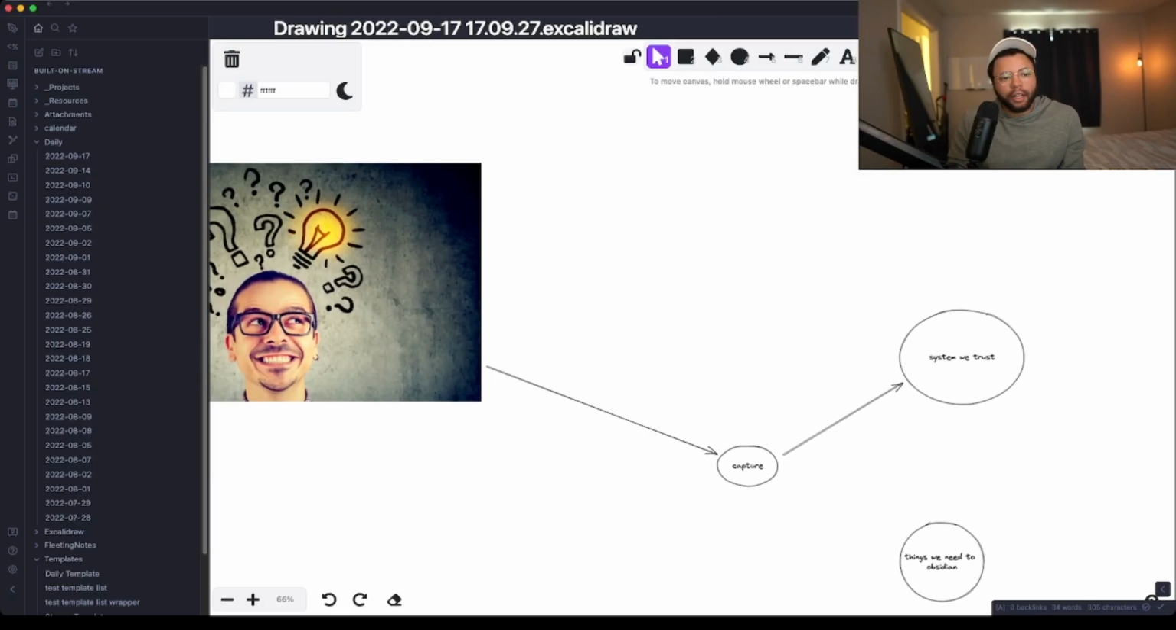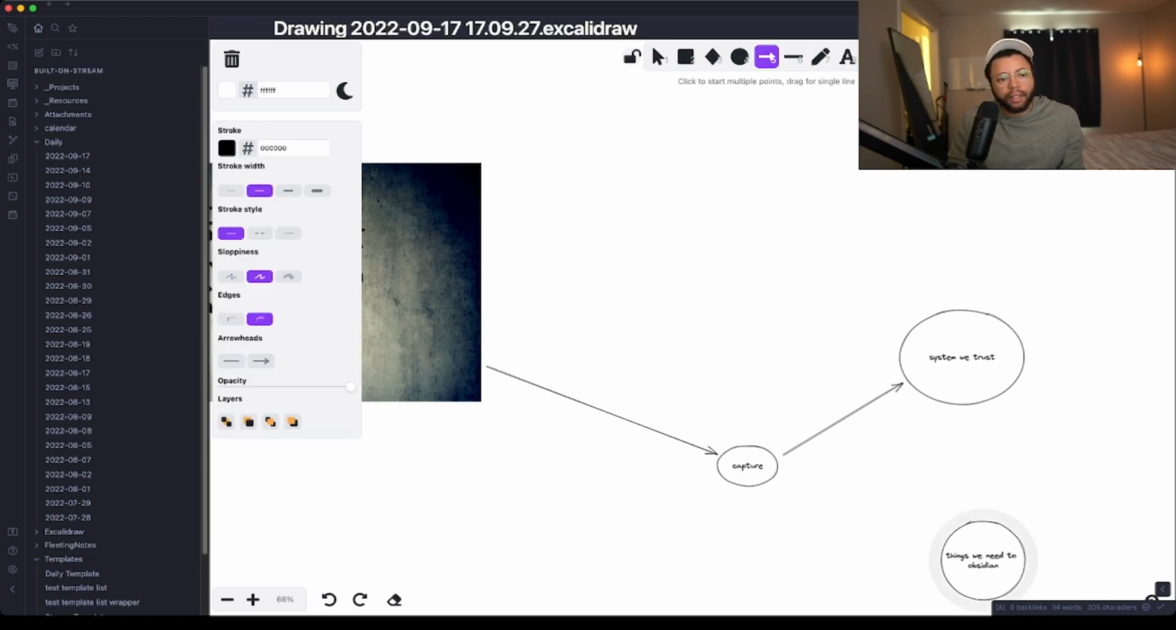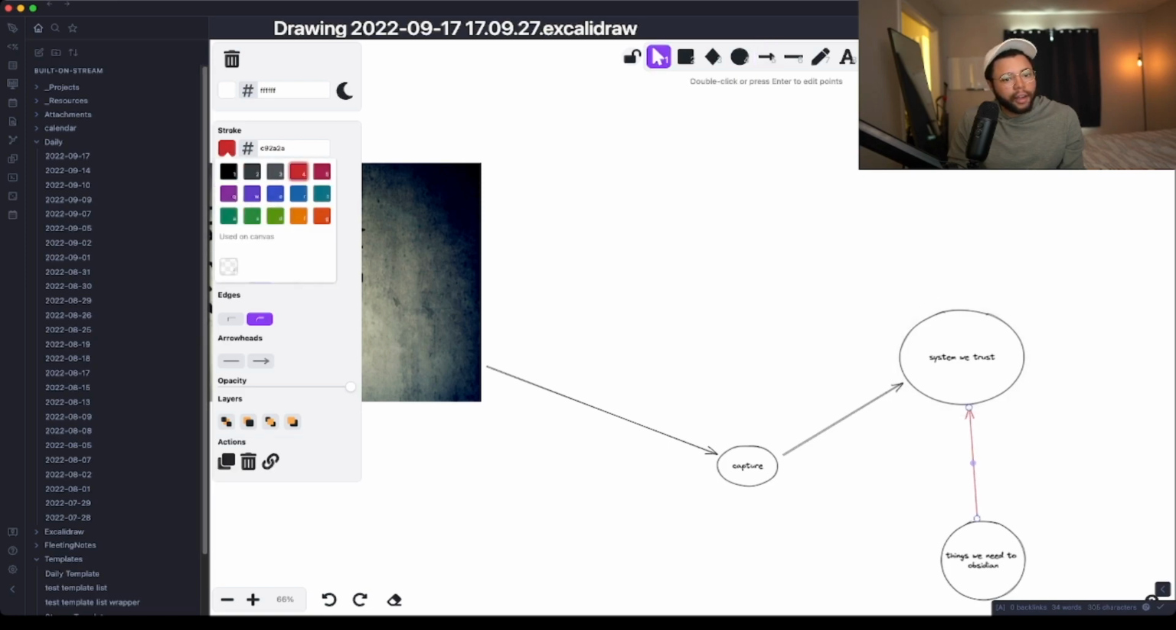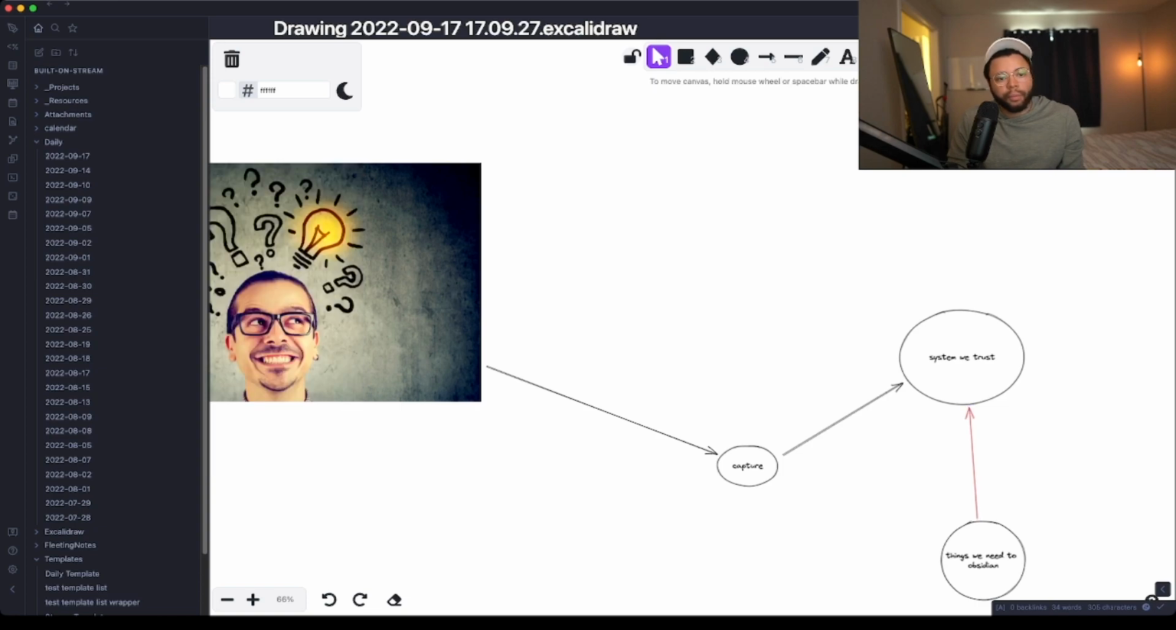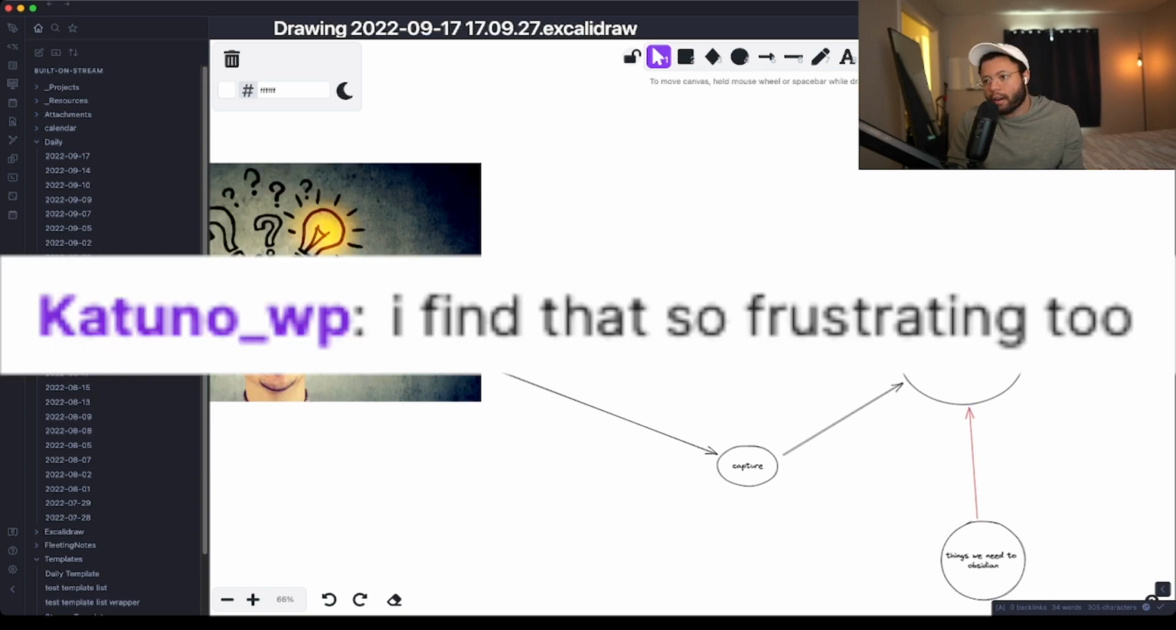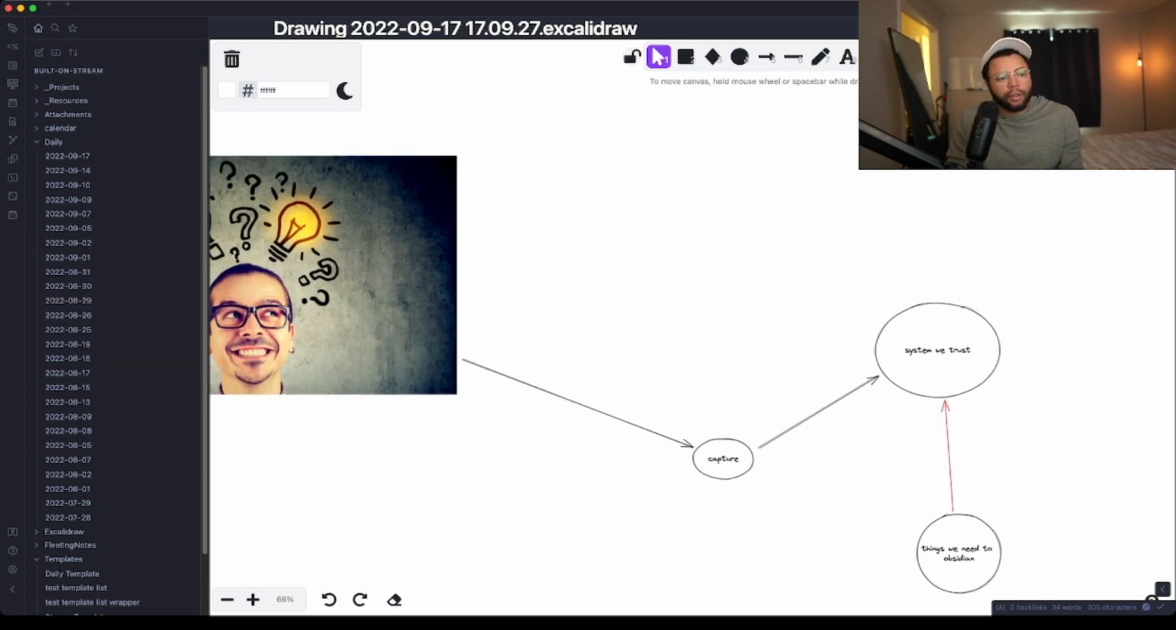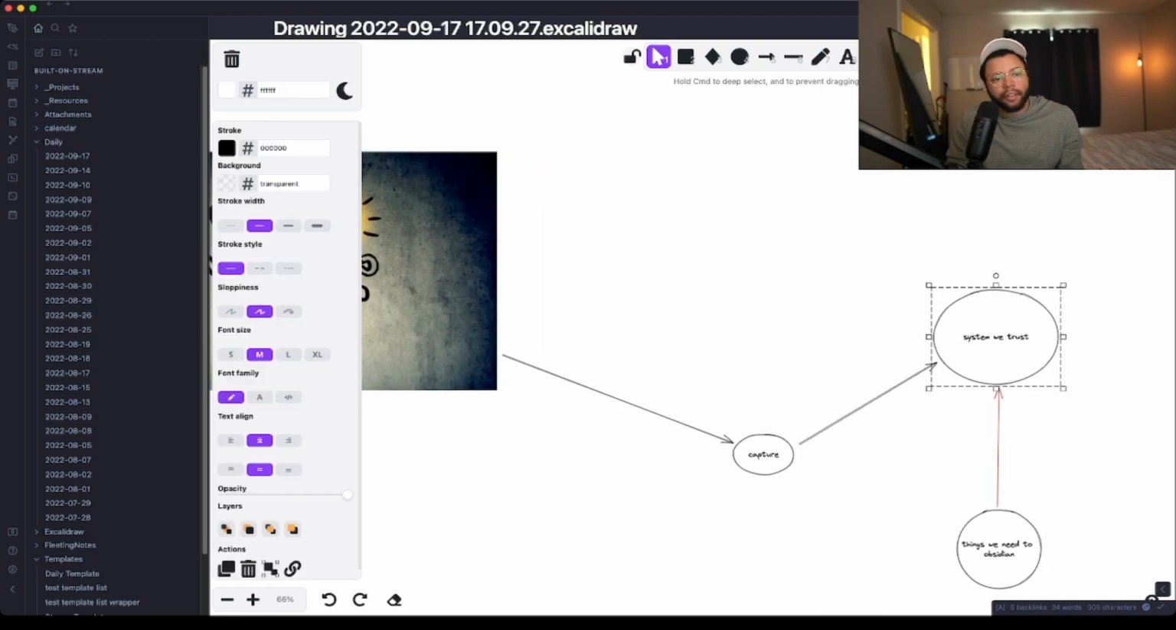So Obsidian needs to be a system that we trust, right? That's a given. We need to create a system in Obsidian so that we can feel confident that anything we put into Obsidian will be something that we can find. Yeah, I find that so frustrating too. Exactly. So you want to be able to capture and then have a system that you trust.